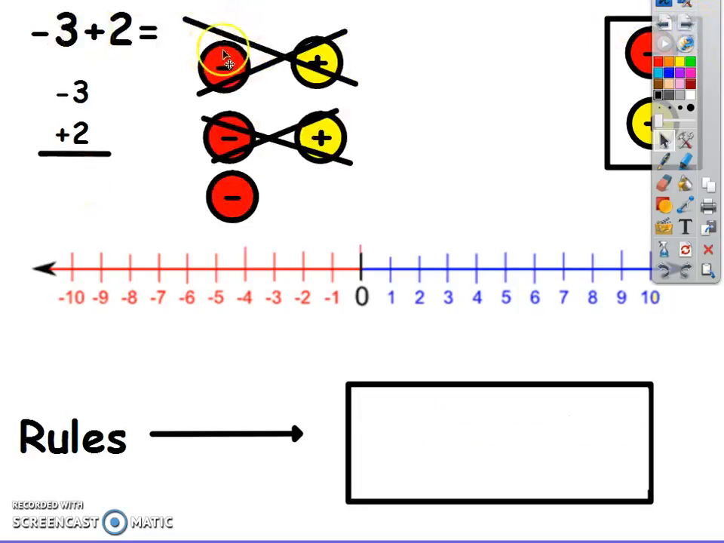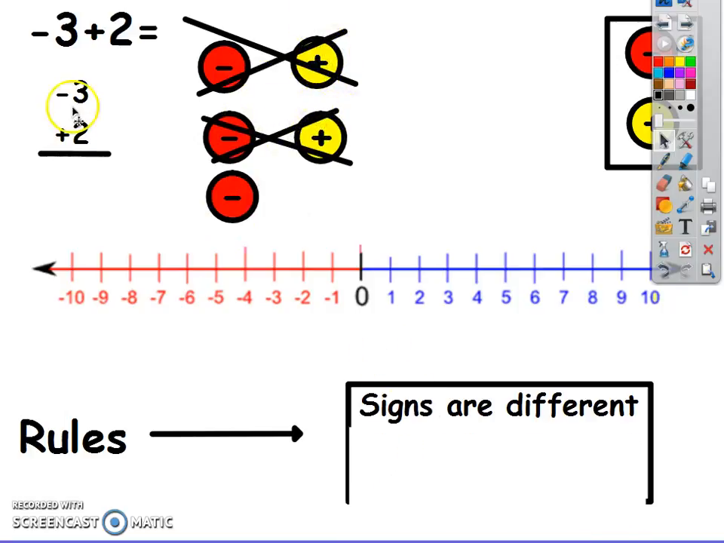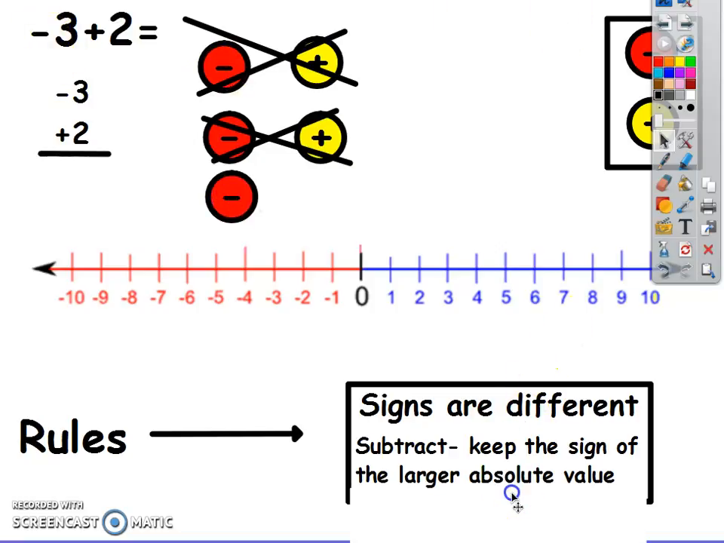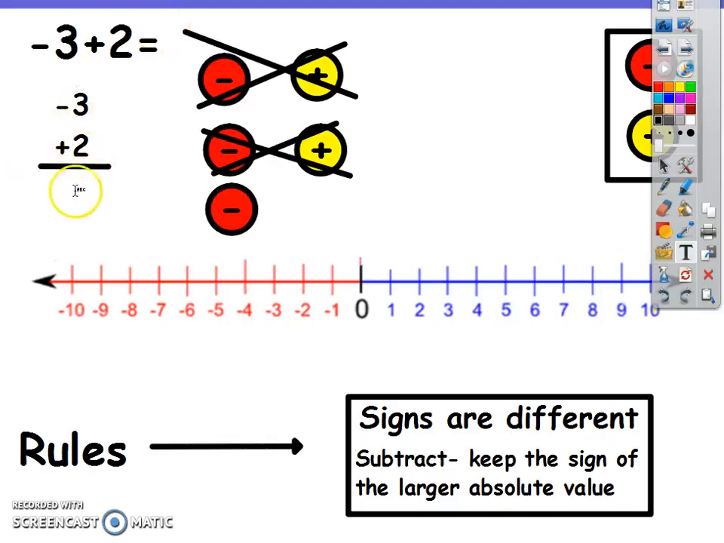And this next one, negative 3 plus 2, I had the negative 3 chips and the 2 positive chips. Well, on this one, the signs were different. I had the negative 3 and then the positive 2. That meant that I could cancel these out by making 0 pairs. So I canceled out this and this. So when I look at this, I'm left with negative 1. Well, what I really did there was I ended up subtracting. So 3 minus 2 is 1.